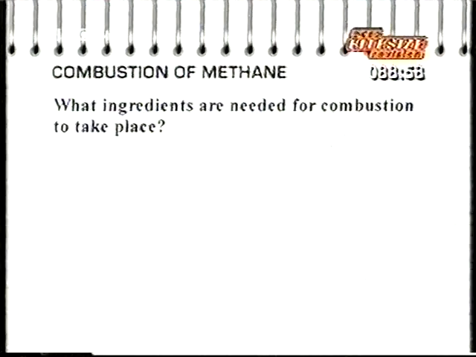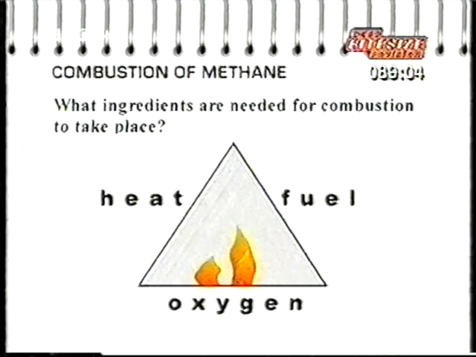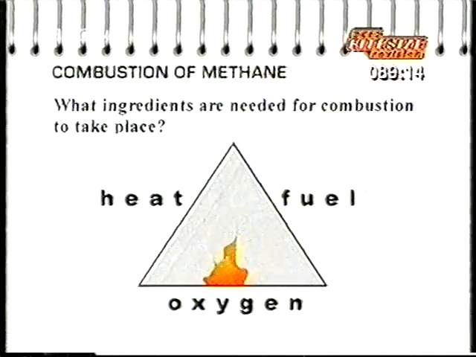Next question. What ingredients are needed for combustion to take place? The 3 ingredients that are essential to produce a fire are fuel, in this case methane gas, oxygen, and heat energy. If any one of these is missing, then the fire goes out. Changing the amounts of any of them changes the rate of combustion.